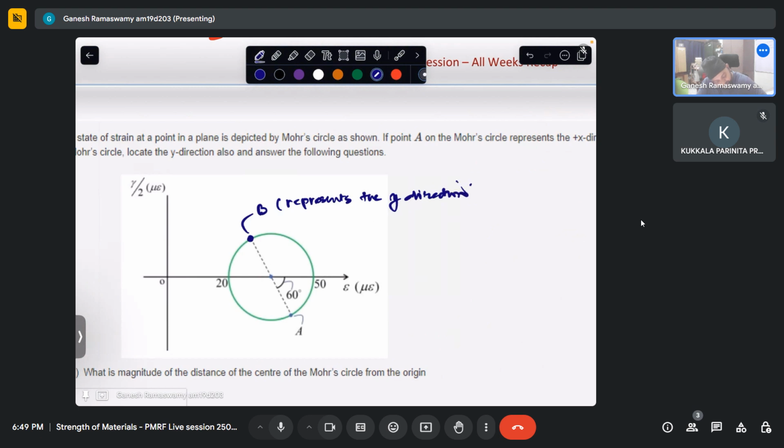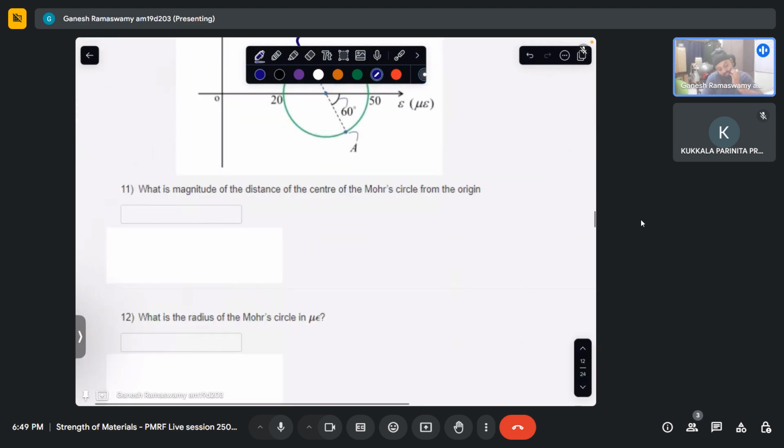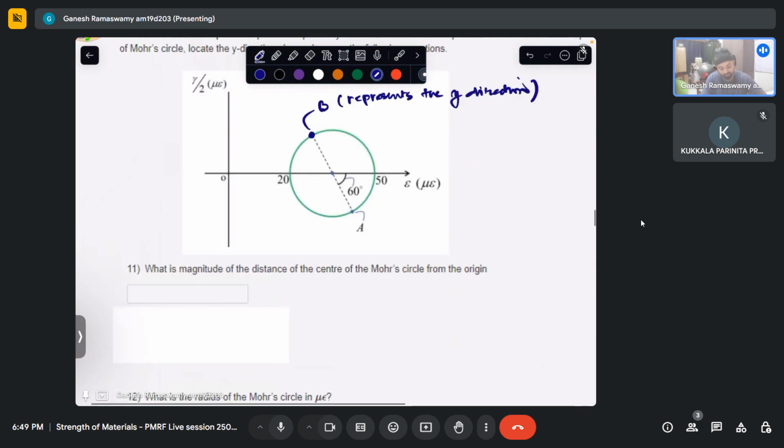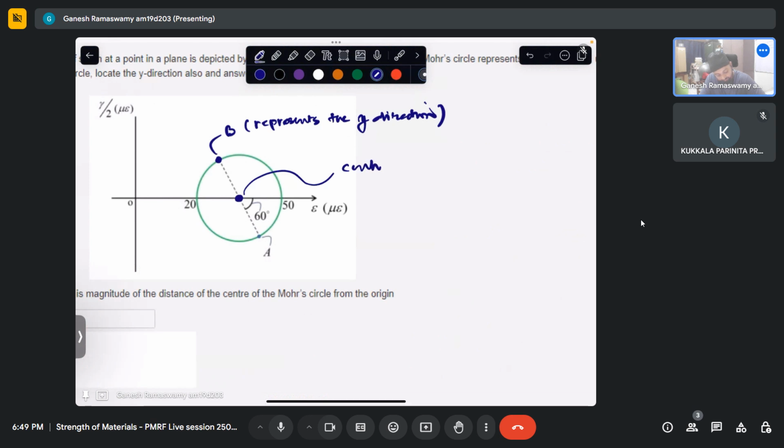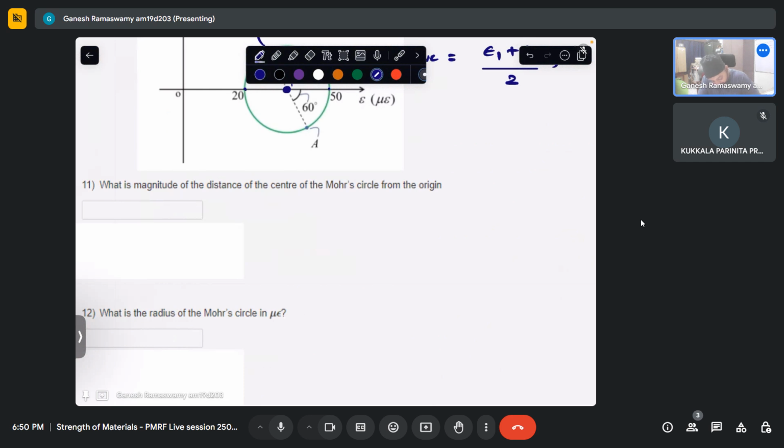So far, so good. The magnitude of the distance of the center of this Mohr circle from the origin is what? So we have this at 50, this as 20, and this is 0. So I know that the center of my Mohr circle has the ordinates epsilon 1 plus epsilon 2 by 2, comma 0. With this being epsilon 1, this being epsilon 2. So it is nothing but 50 plus 20 by 2, which is 35, comma 0. So the magnitude of the distance is 35 microstrain.